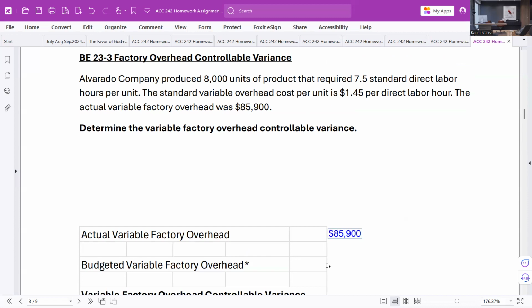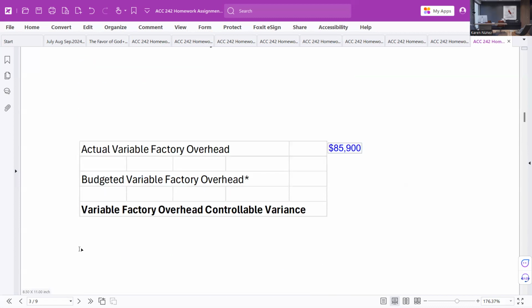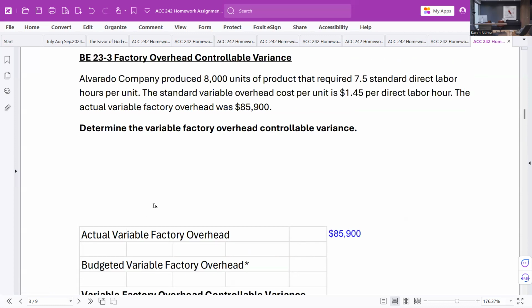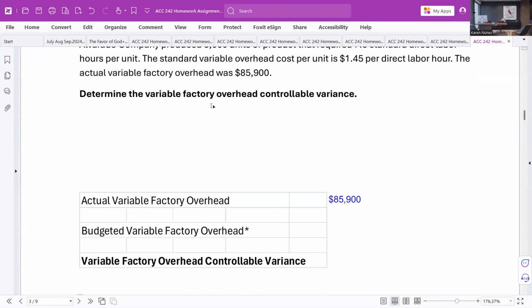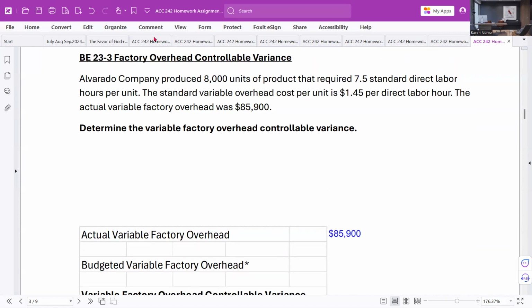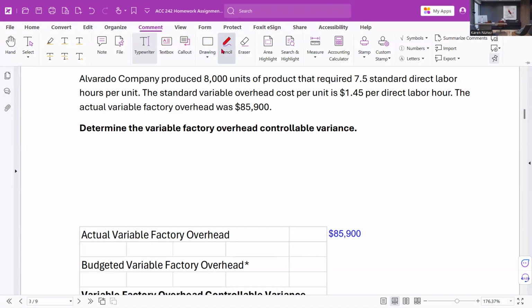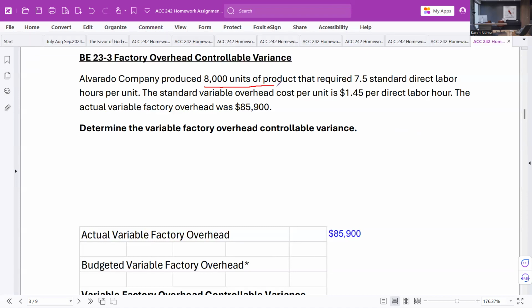But what's the budgeted overhead? Well, the budgeted overhead, we'll calculate it down here. The budgeted overhead is a function of our output and the standard cost for that output. So we have here, let me just highlight these, output of 8,000 units that should require 7.5 hours at a variable rate of $1.45. So those are the standards that are built into the budget. That's how we get our budget.